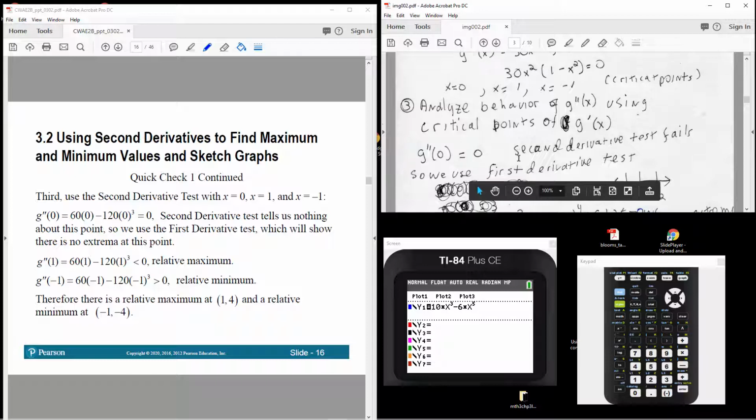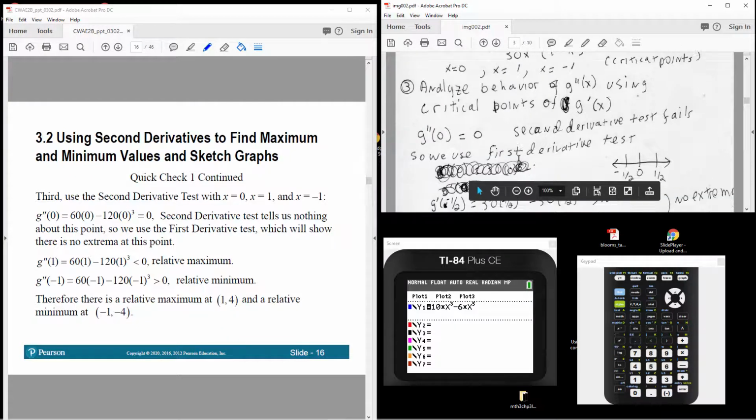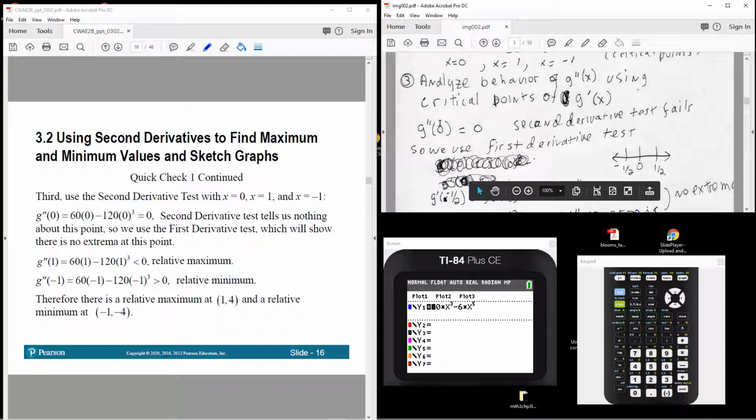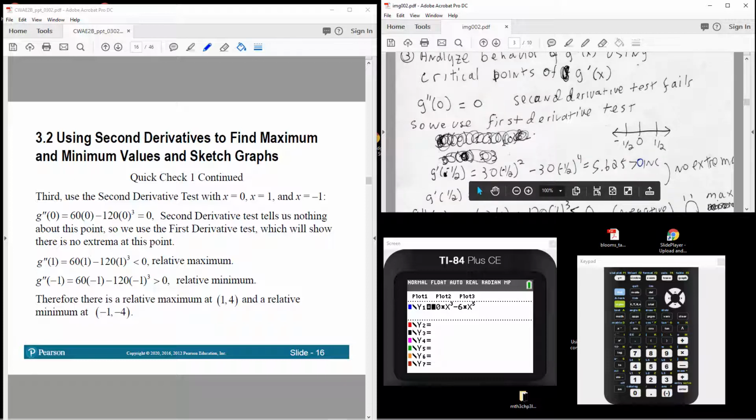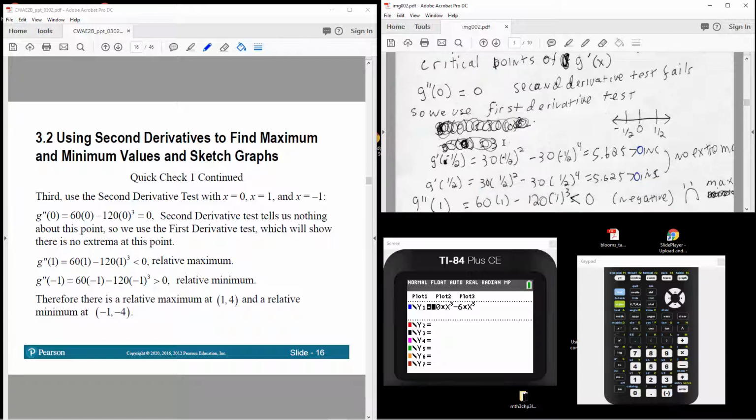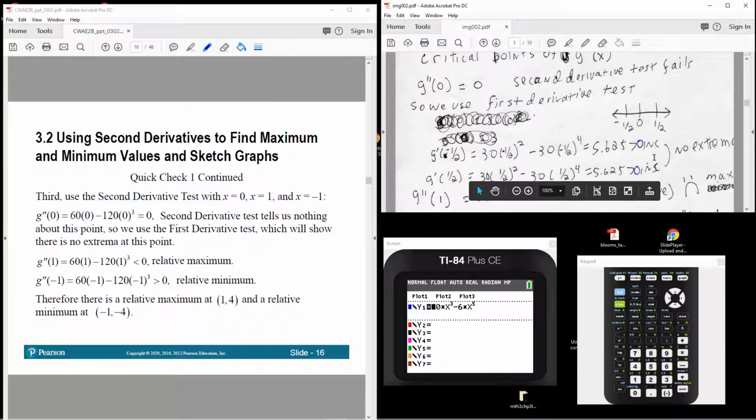The second derivative test fails, so we end up using the first derivative test around the critical point of 0. So I pick -1 and -1/2 and +1/2. I'm using the first derivative test now. In this case, for both of them, it's greater than 0. There's no extrema, no change.